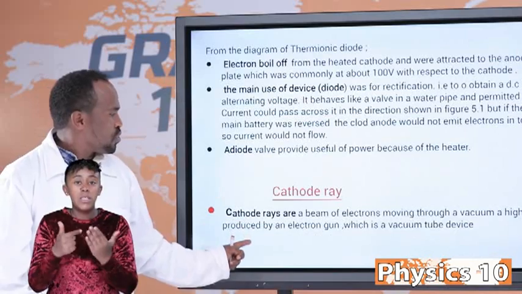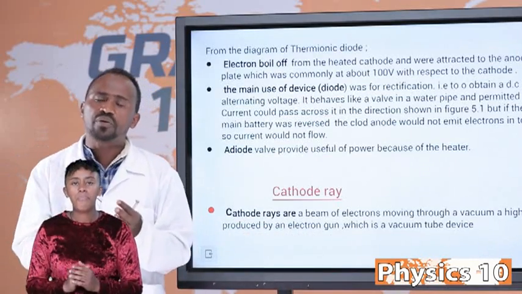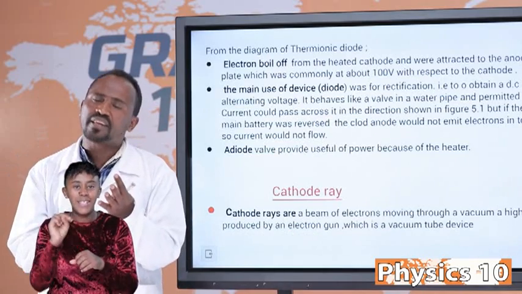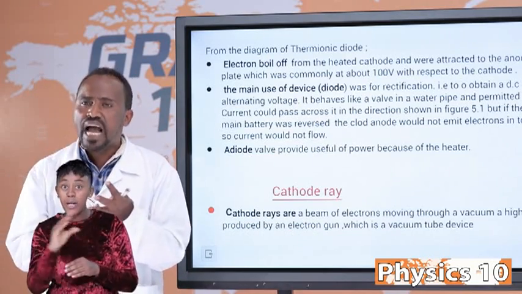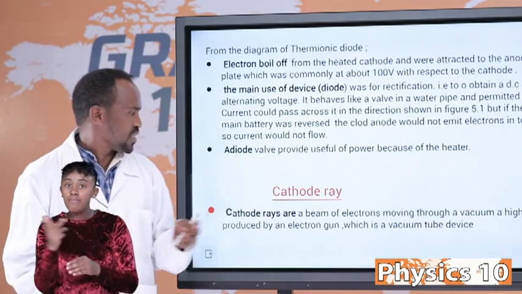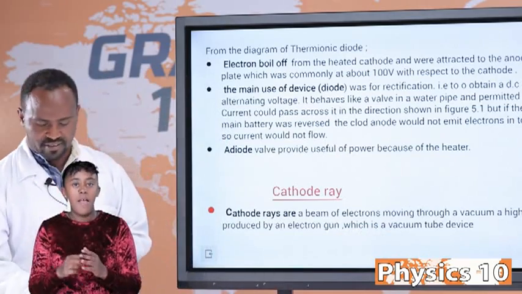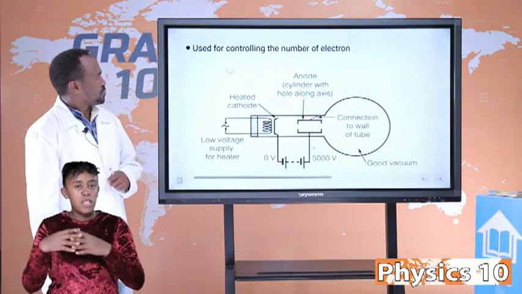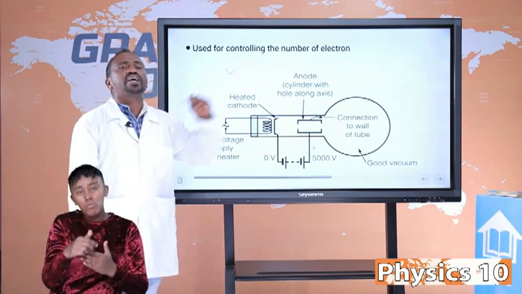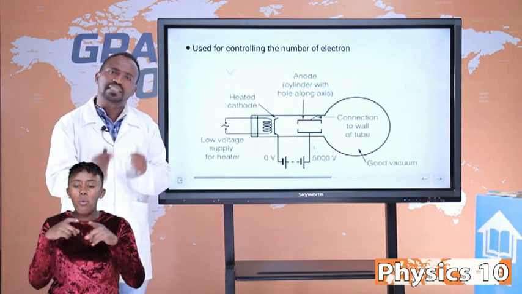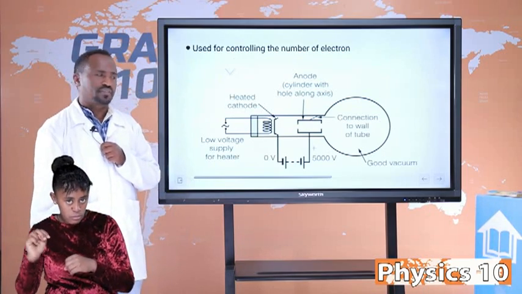They are produced by an electron gun. Students, what I tell you is this: the electron gun contains anode 1, anode 2, as well as the cathode, and also heaters. The electron gun is a vacuum tube device. It is also used for controlling the number of electrons emitted from the cathode surface.